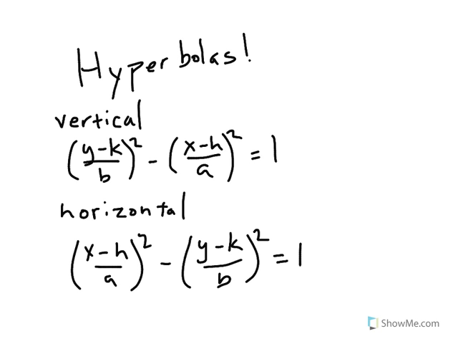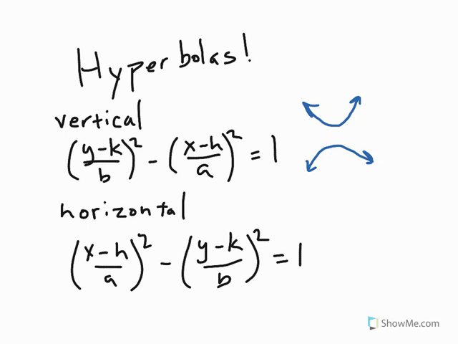And then the horizontal hyperbola has the same equation except the x and y terms are switched in order, so you have the (x minus h) over a first, and the (y minus k) over b second. A vertical hyperbola, the actual shape opens up like this, and down. Remember, the hyperbola opens in both directions.